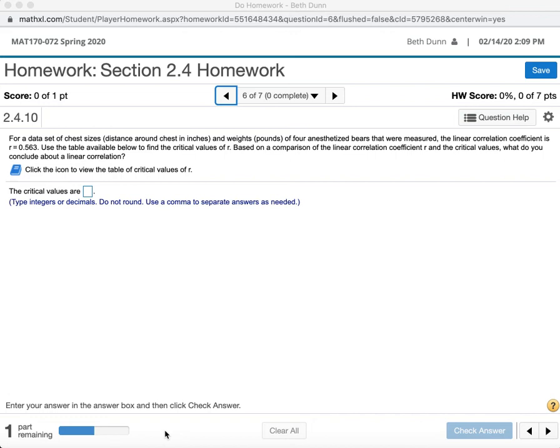Hi everybody. I had a few questions and I looked on the discussion board and saw several of you are having problems with this problem on your homework assignment. So I wanted to go over this with you. So here's the first question.